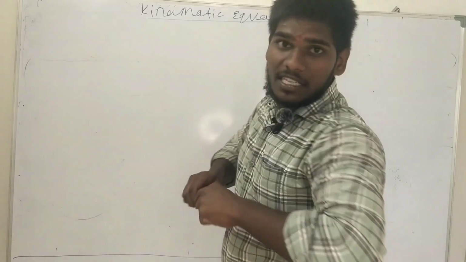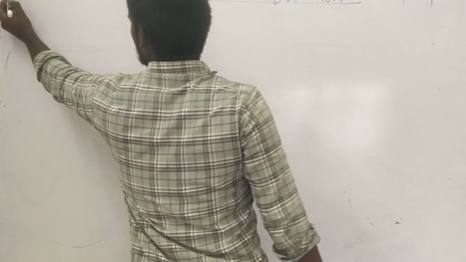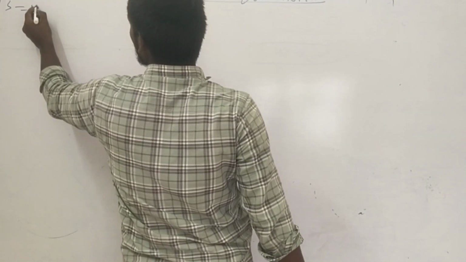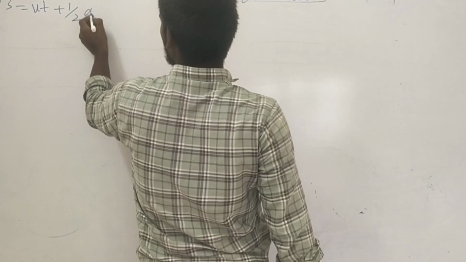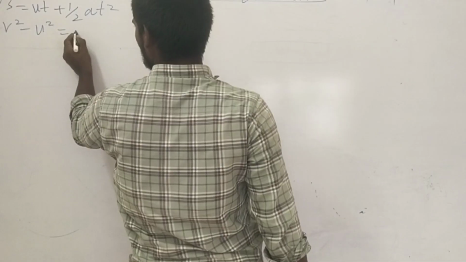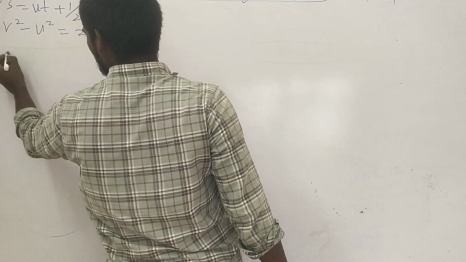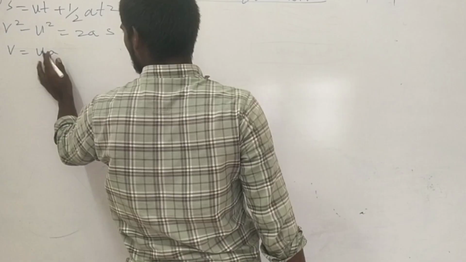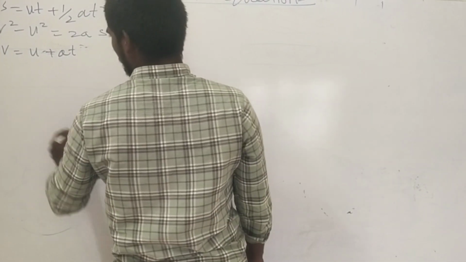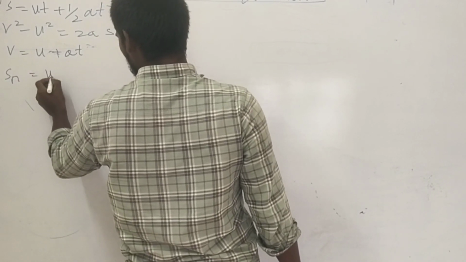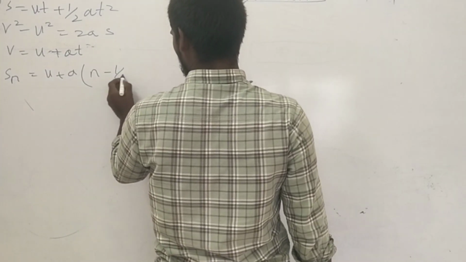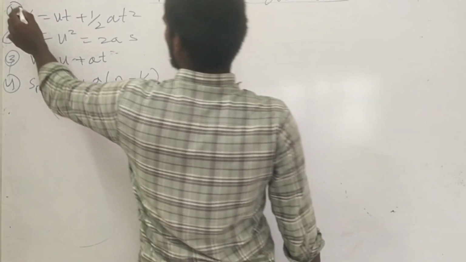First thing, today I am going to start with the kinematic equations. I am going to start with the first kinematic equation: S is equal to ut plus half at square. Second, v square minus u square is equal to 2as. Third, v is equal to u plus at. The fourth is the nth second formula: Sn is equal to u plus a into (n minus half). These are very important equations you have to remember.